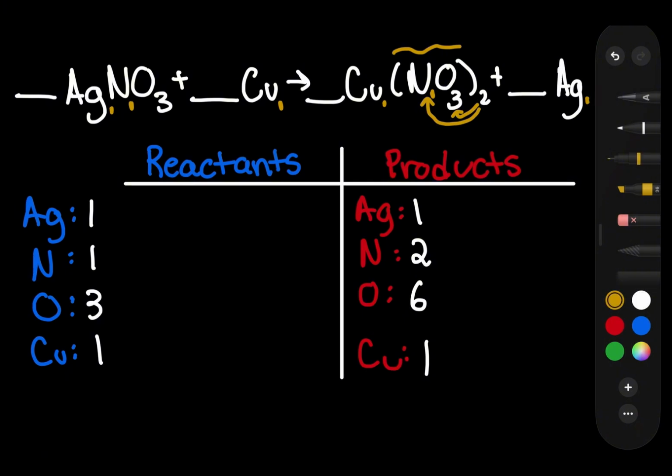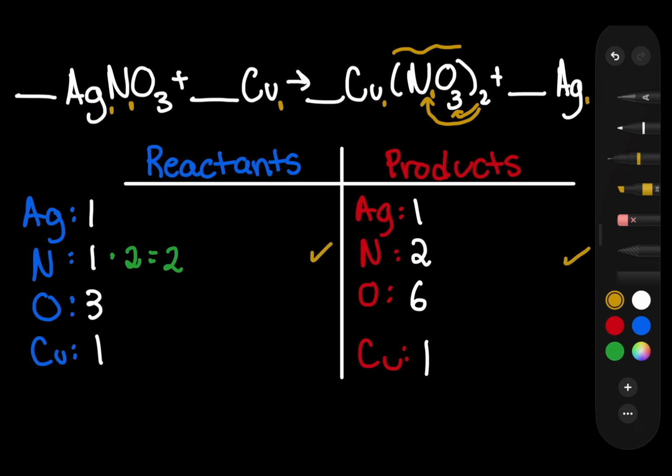So from what we're seeing right now, Ag and Ag on both sides are balanced, so we can leave them alone for now. Now the nitrogen are not balanced. We have 1 nitrogen on the reactant side and 2 nitrogen on the product side, meaning we need to find a way to balance them. So if I were to multiply the nitrogen on the reactant side, this 1 nitrogen times 2, we would get 2, which would then balance out these 2 nitrogens, right?